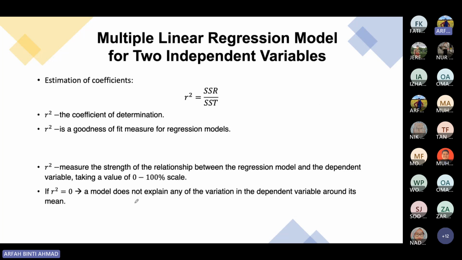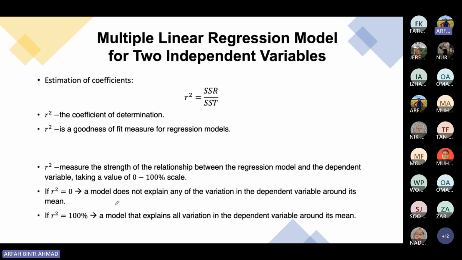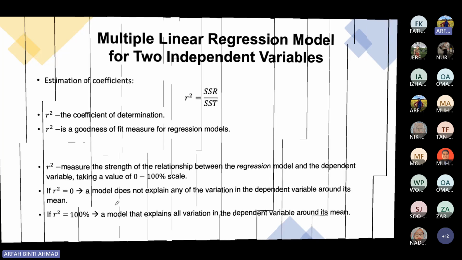If R squared equals 0, meaning that a model does not explain any of the variation in the dependent variable around its mean. And if your value of R squared is very close to 100%, that means a model explains all variation in the dependent variable around its mean. So meaning that the model is really suitable. The closer the value of R squared to 100%, the better is the fitness of the model to your data. That is the idea of coefficient of determination.